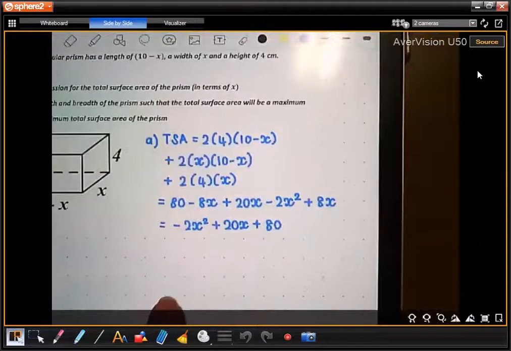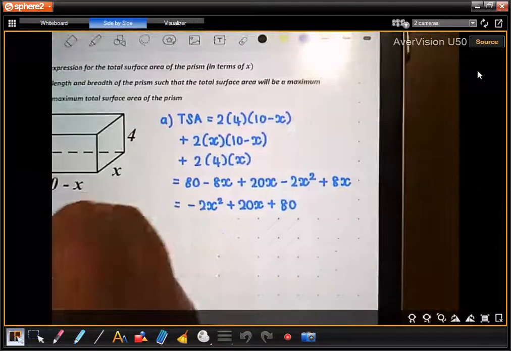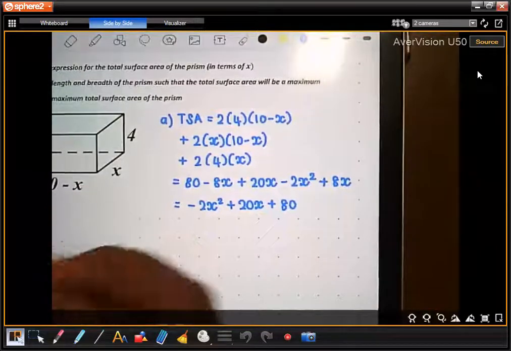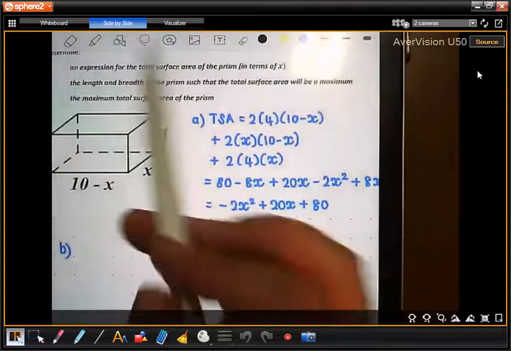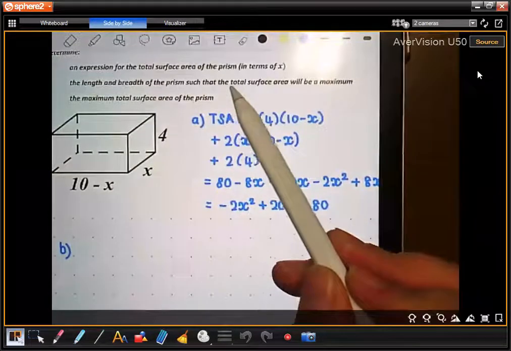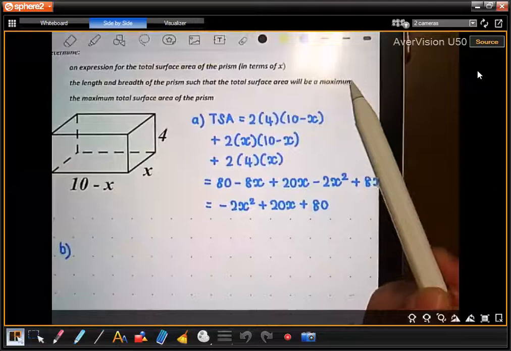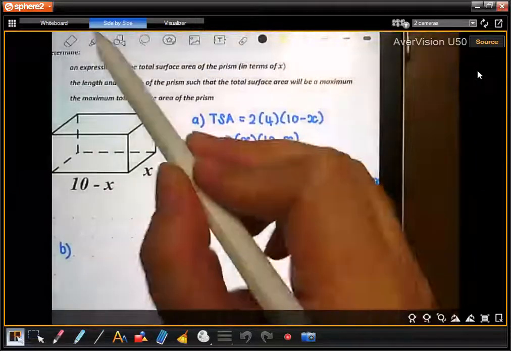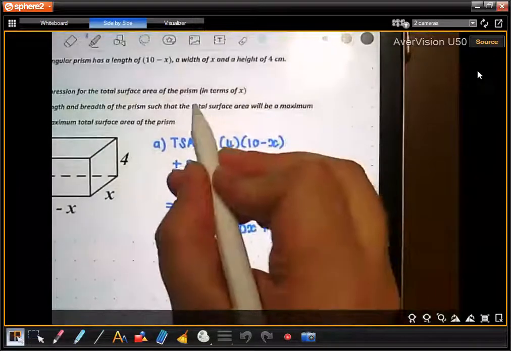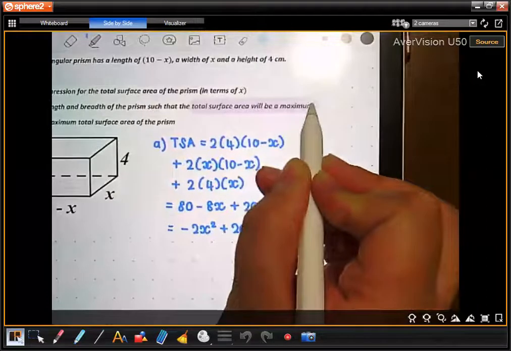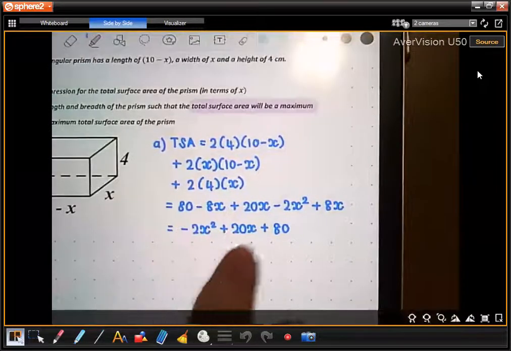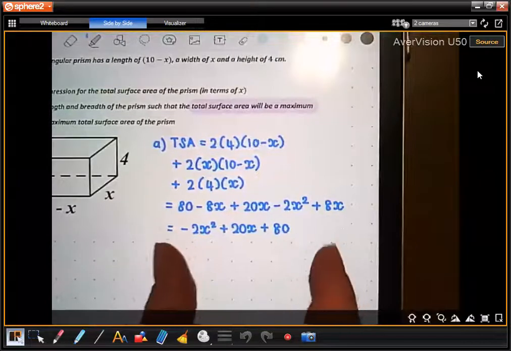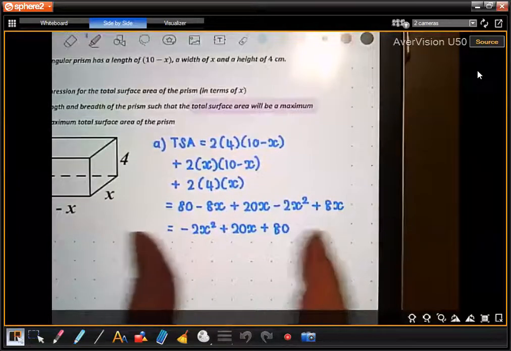All right, now let's look at B. Determine the length and breadth of the prism such that the total surface area will be a maximum. So now they're saying here that the total surface area has to be a maximum. Now guys, we have an expression for the total surface area, right? The total surface area is represented by this expression.